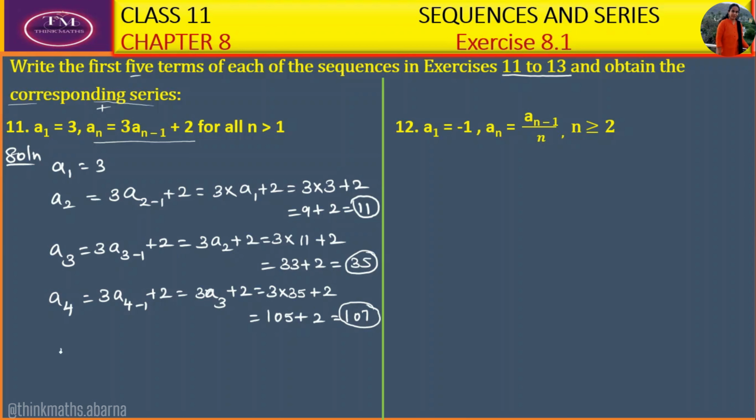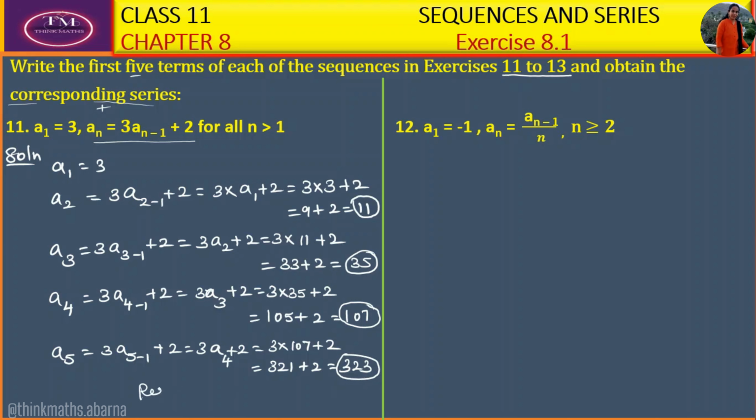Okay. Next one, fifth term. The fifth term is 3a5 minus 1, plus 2. So 3 into a4, since 5 minus 1 is 4, plus 2. So 3 into 107 plus 2. What is 3 into 107? So 3 into 107 is 321 plus 2, which is equal to 323. So this is the fifth term.